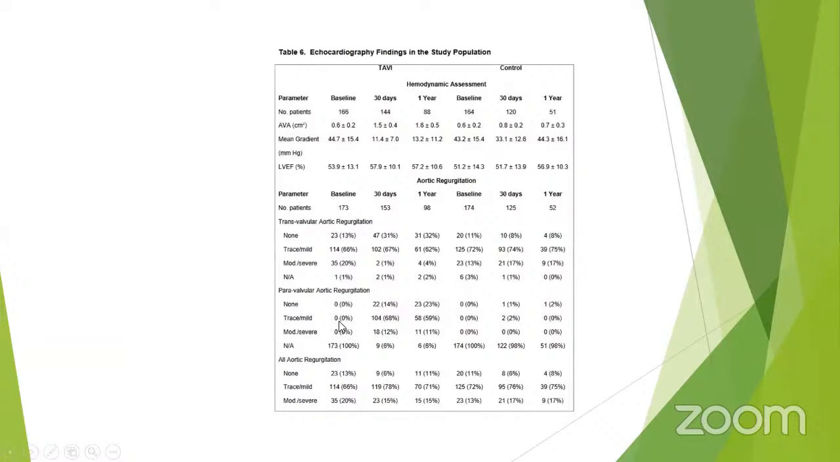It was found that 68% at 30 days had trace or mild aortic regurgitation. However, at 1 year, it was 59%. And moderate to severe, as mentioned before, 12% of patients had moderate to severe aortic paravalvular regurgitation, and at 1 year, it was 11%.